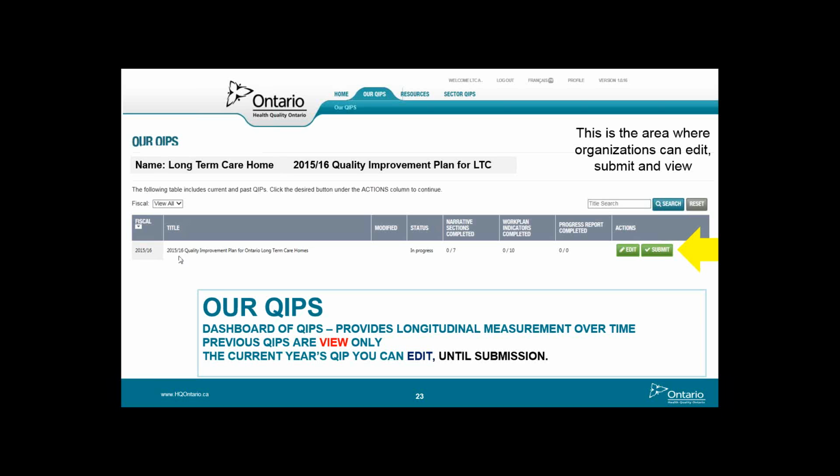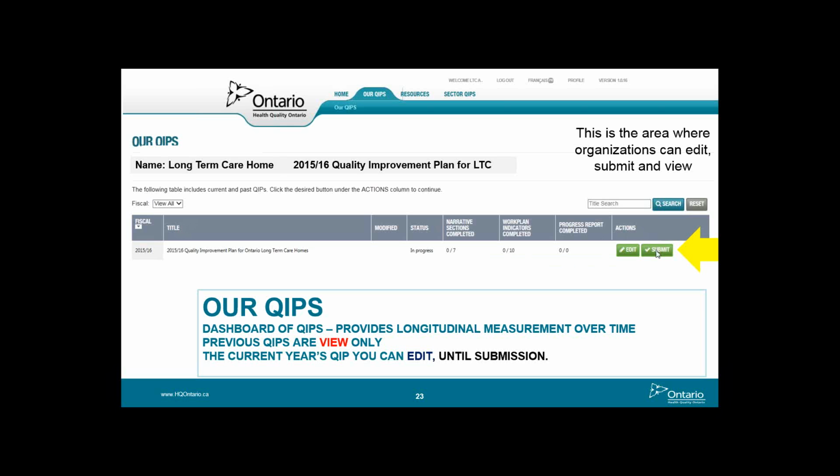So if you were a hospital logging in here, you would be able to go to your fiscal year, and your past 2 years of quality improvement plans would be listed down here in view only. So again, you have an archive to go back and look at previous years. You can certainly edit your quality improvement plan as much as you want until you're ready to submit.